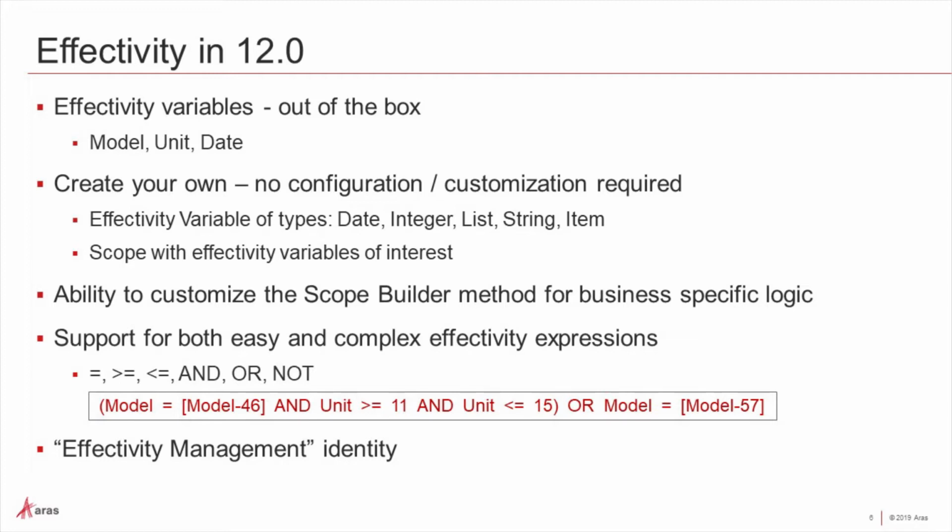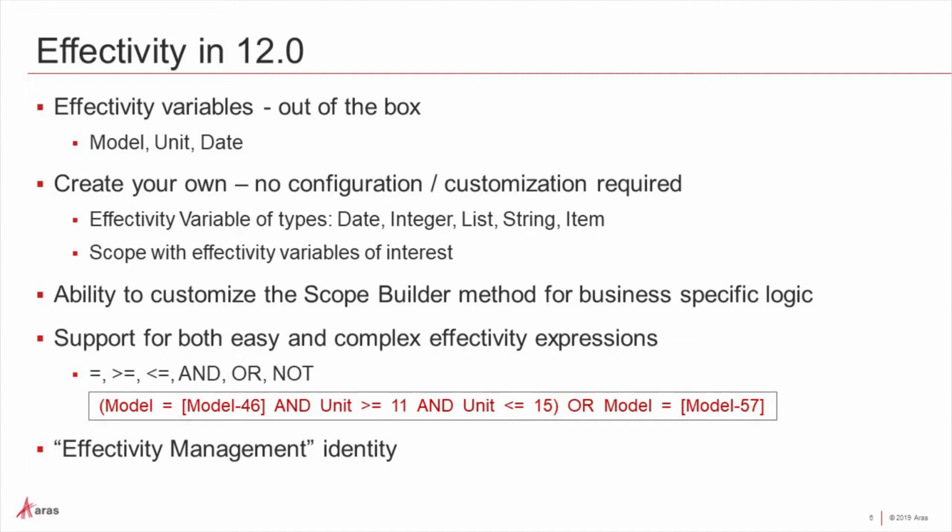Let's see what we are providing in the 12 release for effectivity management. All the common effectivity variables, model, unit, and date, are available out of the box. However, as we just discussed, there are many other variables, and you can create your own effectivity variables, such as plant or lot, without any configuration or customization needed.